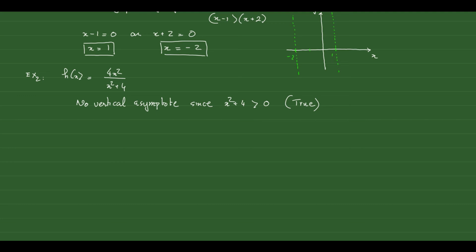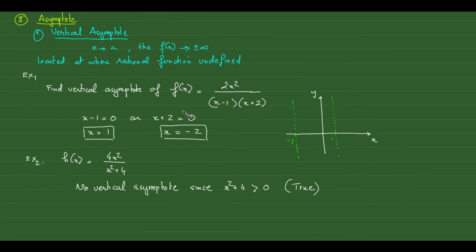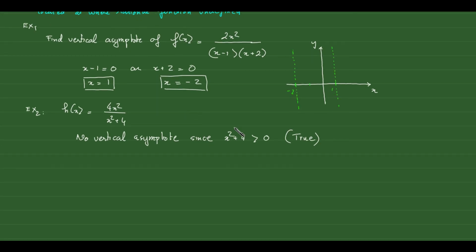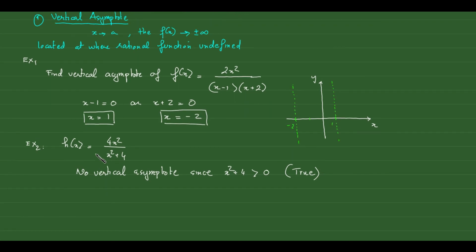So no vertical asymptote. Pretty easy. I mean, finding vertical asymptotes could be very easy. You just look at the denominator. And of course, in order to find them, you must be able to factor. If it's not factorable, then you can still find it, but it's a hard time. For example, in this case right here, you have to factor them out.